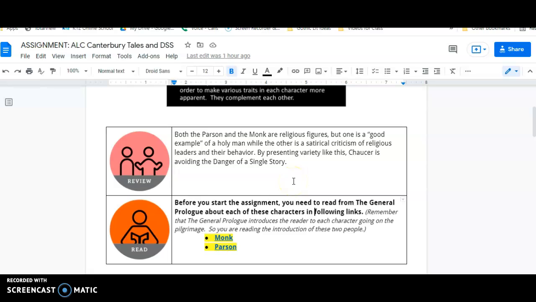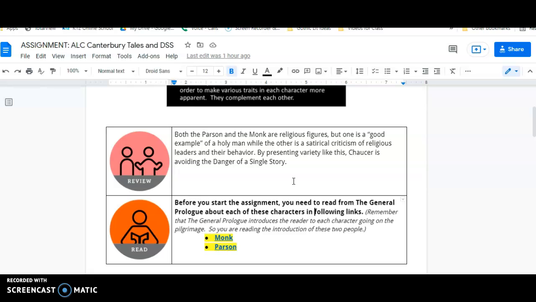So in the Canterbury Tales, and we've gone over both of these characters, the parson and the monk are religious figures, but one is a good example of a holy man, while the other is a satirical criticism of religious leaders and their behaviors. So Chaucer is avoiding the single story here by providing stories and backgrounds of two different types of religious figures.